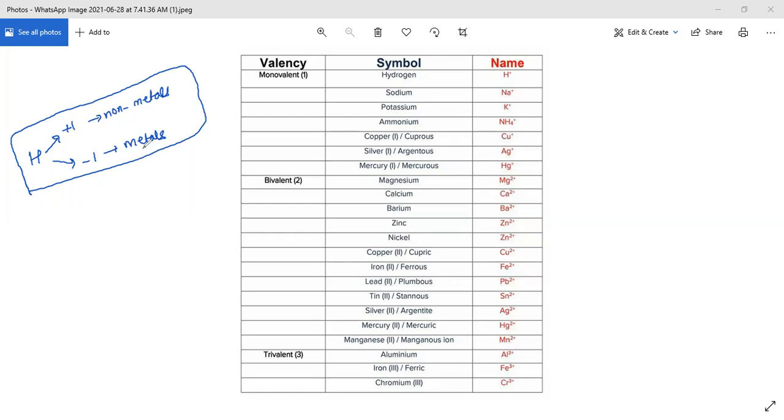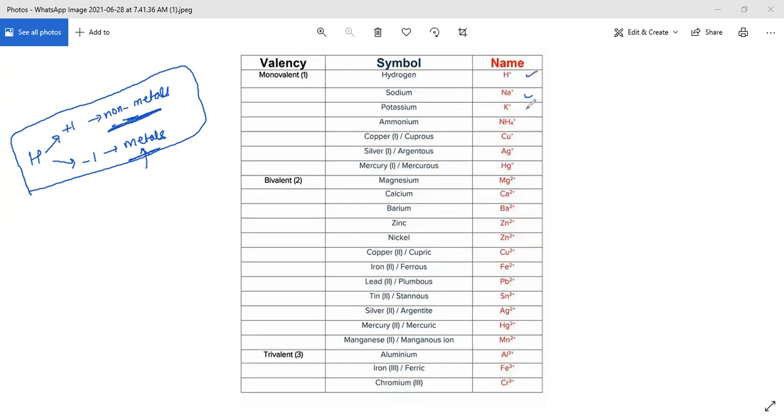So metals act with an electropositive nature. That means they will donate electrons to hydrogen. Here, non-metals are electron acceptors, so hydrogen will donate electrons to non-metals. Understanding? So hydrogen is H plus 1.